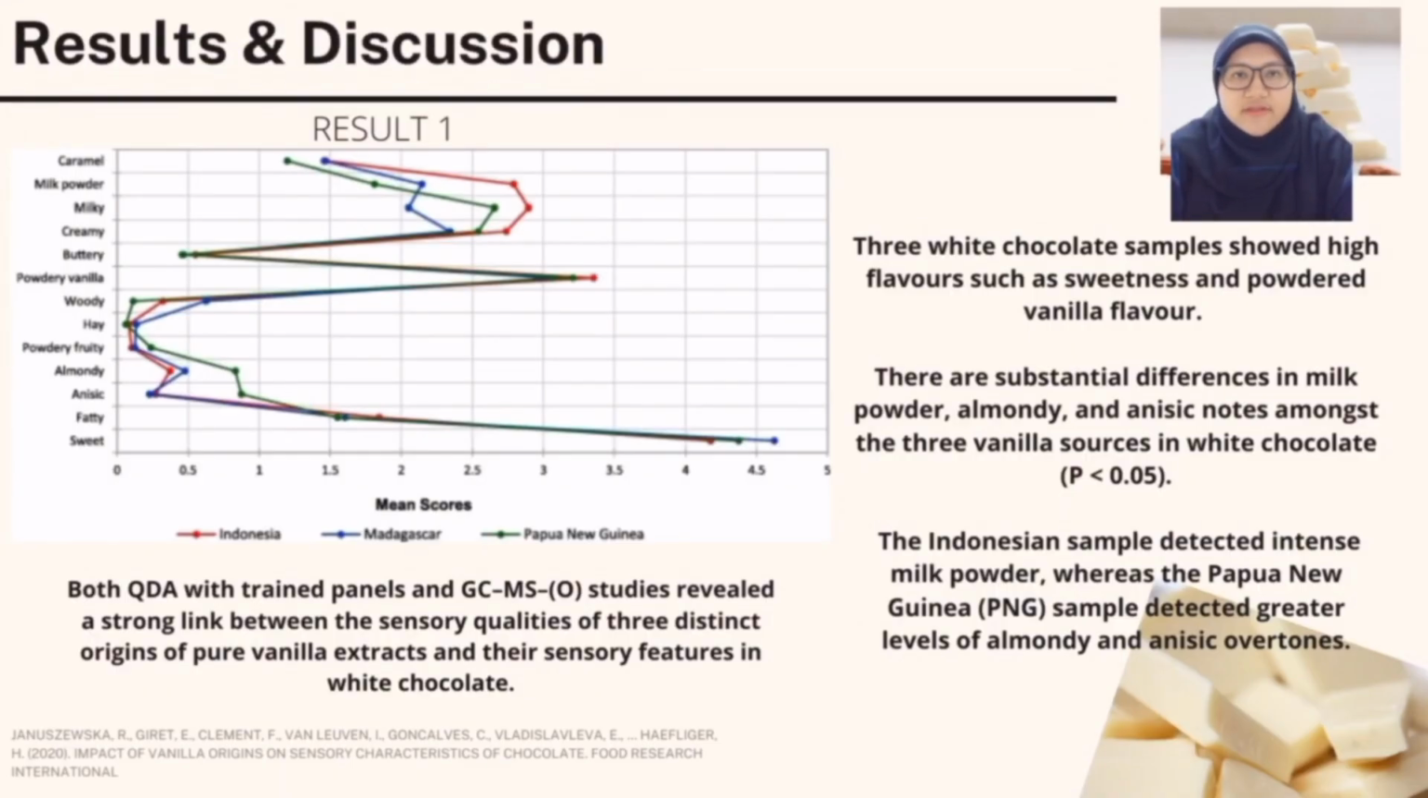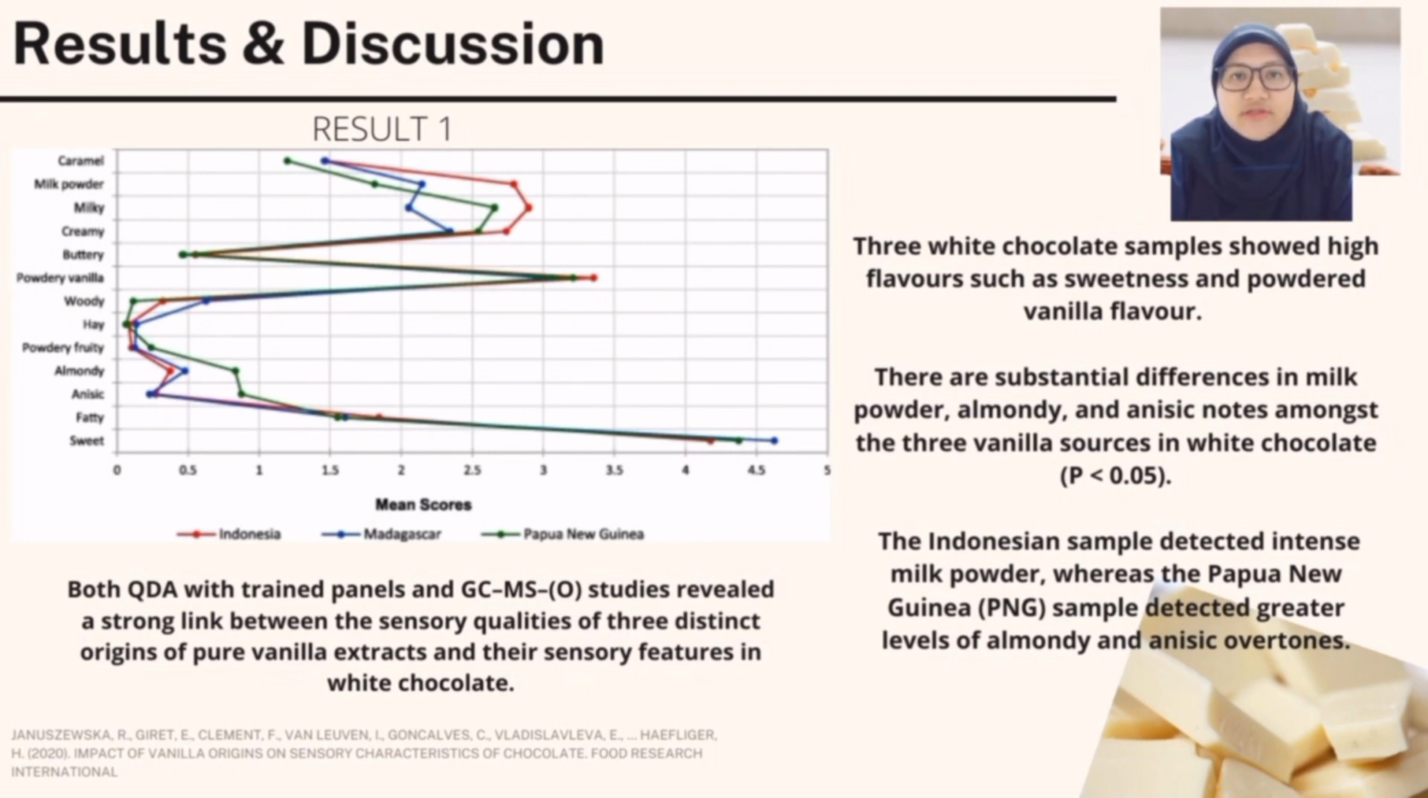First, quantitative descriptive analysis was performed on vanilla extract, followed by QDA on chocolate containing various vanilla extracts. They were carried out by 2 separate panels aligned with the same methodology and comprised sensory specialists from the flavor house and the chocolate business. The flavor profiling of 3 white chocolate samples showed high flavors such as sweetness and powdered vanilla.